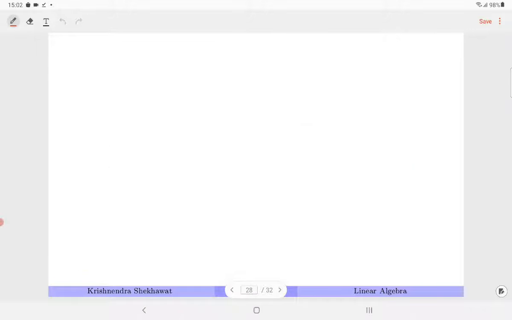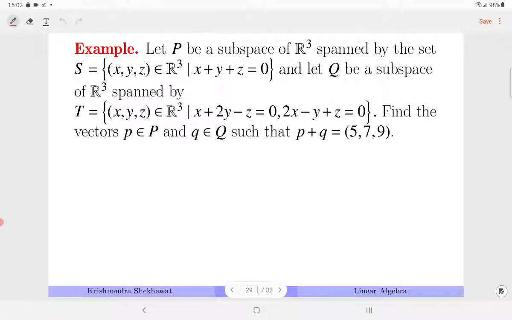Okay, let's see one more interesting question. Let P be a subspace of R cube spanned by set S, and Q be a subspace of R cube spanned by T. So P is equal to span S and Q is equal to span T. You need to find small p and small q such that p plus q gives you (5, 7, 9). Again, the usual addition and scalar multiplication are there. So you need to see how S looks like.